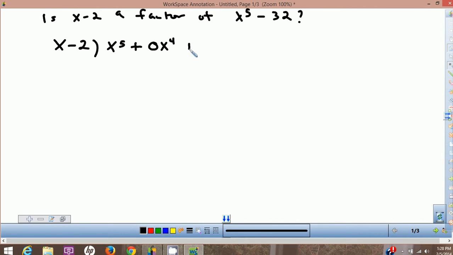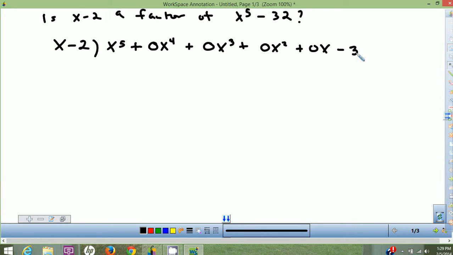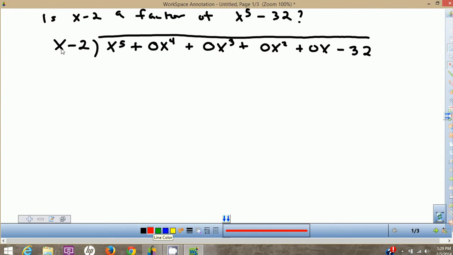There's no x cubed term. So plus 0x cubed. There's no x squared term. Plus 0x squared. There's no x term. Plus 0x. And then finally, minus 32. This is going to be a long division problem. But we're going to just do it one step at a time using exactly the same methods we used a minute ago. So the first question, how many times does x go into x to the 5th? And it goes in there x to the 4th times.